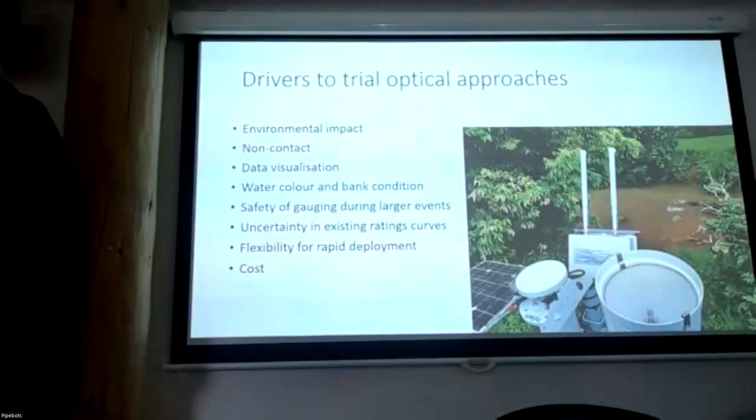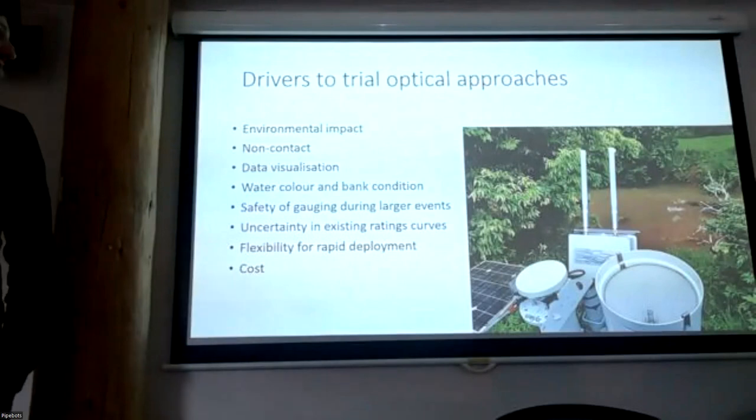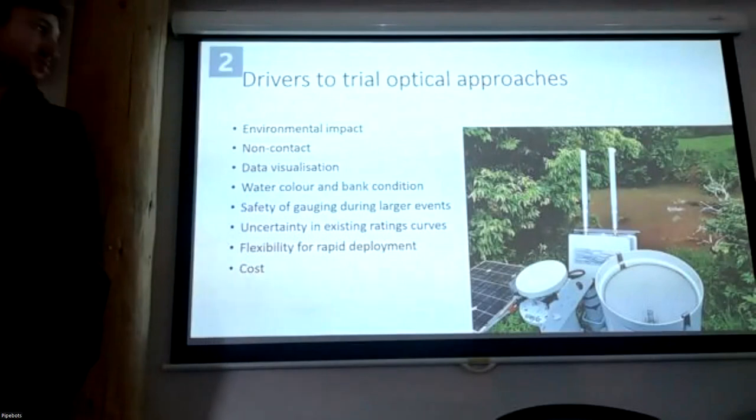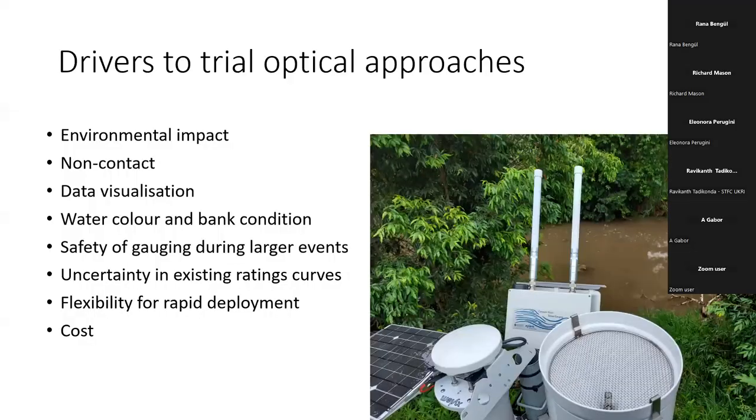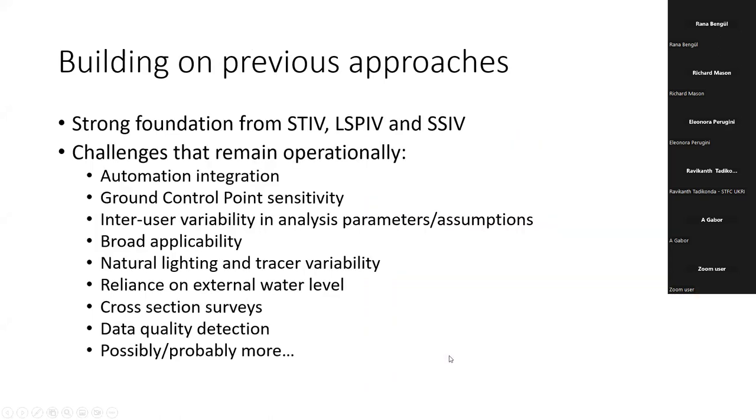Nick just gave a really good summary of why you want to go towards an optical approach, the benefits that you can see there. You've reduced environmental impacts, since you don't have to touch the thing that you're measuring. You can get really good visualization of what's happening, such as the water color and the bank condition, which is really important for us. Safety is becoming more and more of an issue. You can also look at the uncertainty in existing rating curves, which have poor data resolution in space and time. And then the flexibility and the cost. So the next slide would be good.